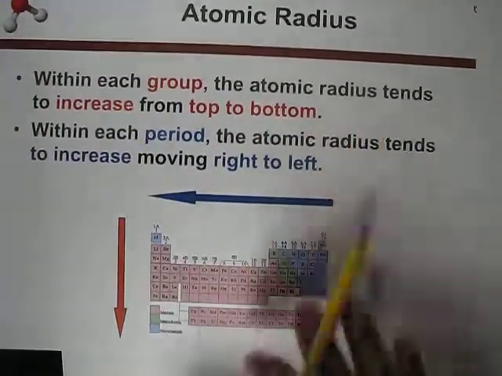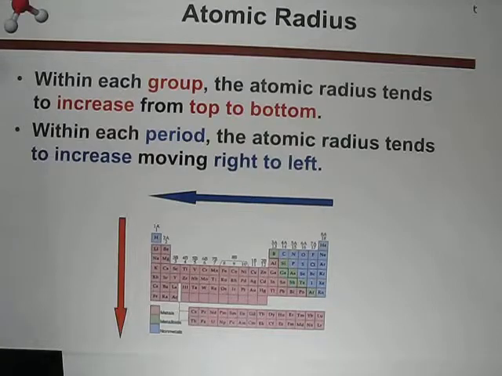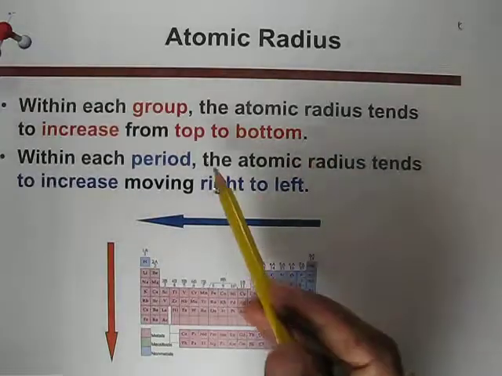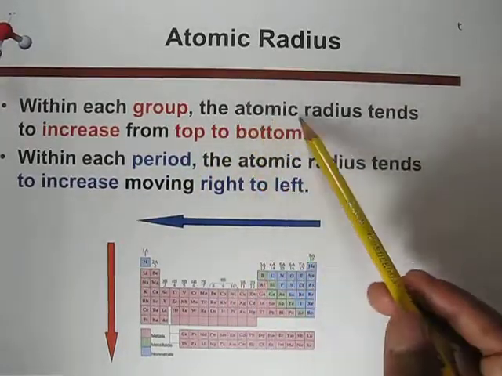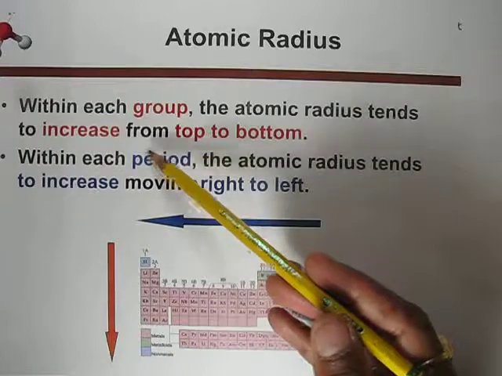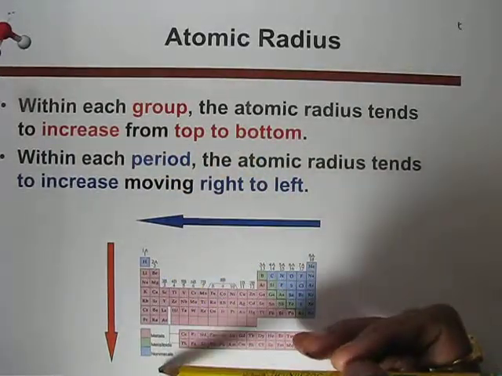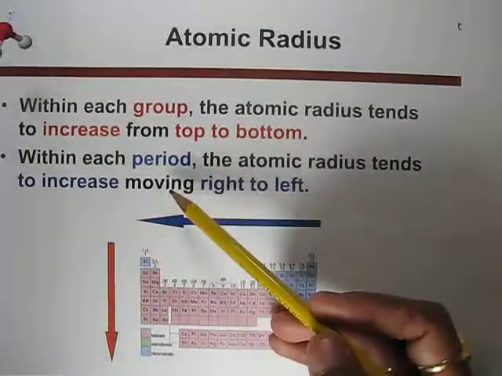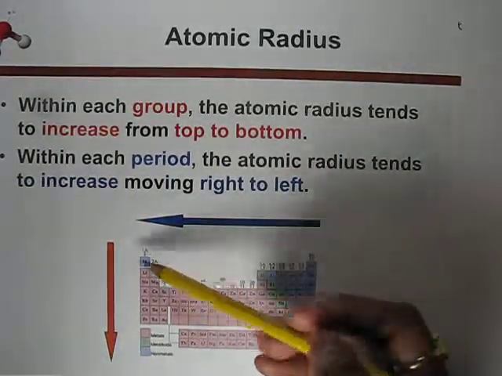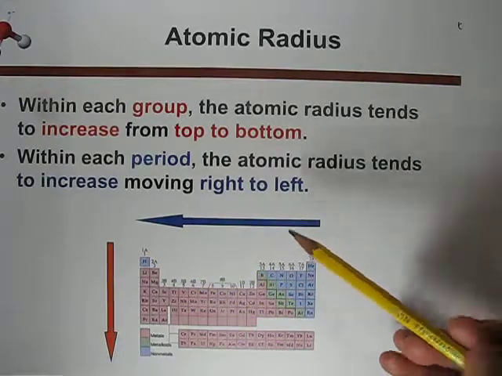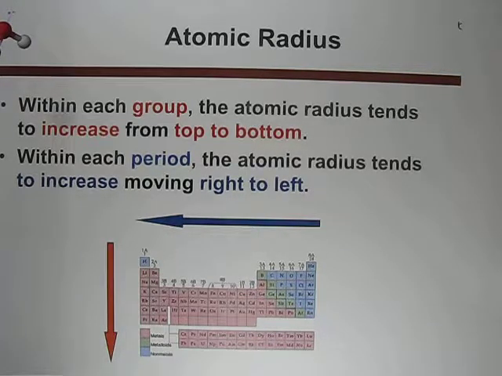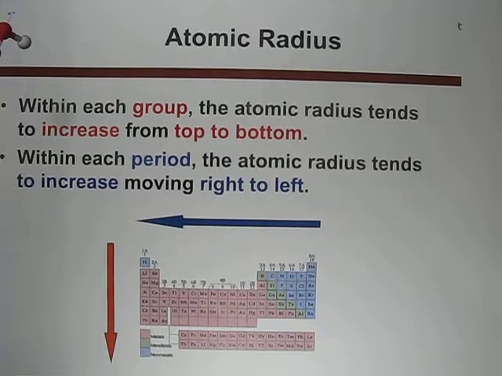We can also summarize this through this table: within each group, the atomic radius tends to increase from top to bottom, and within each period the atomic radius increases moving right to left, and if you move left to right, it decreases. So this was about the effective nuclear charge and the size of an atom. We will discuss the size of ions in the next video.